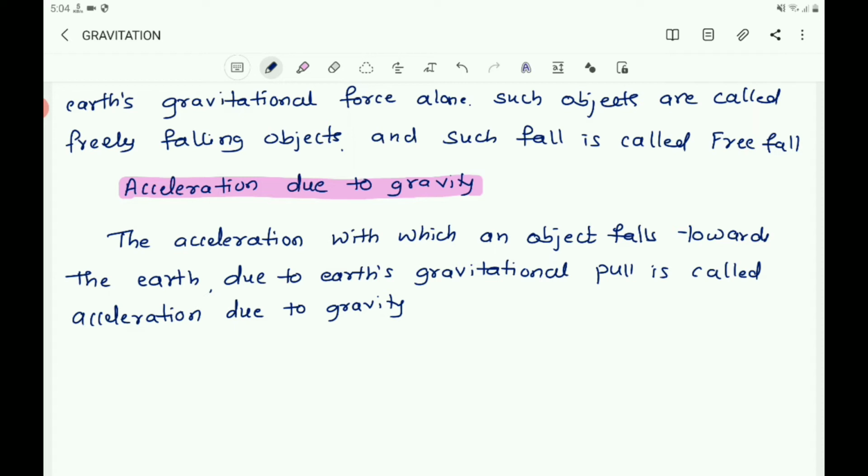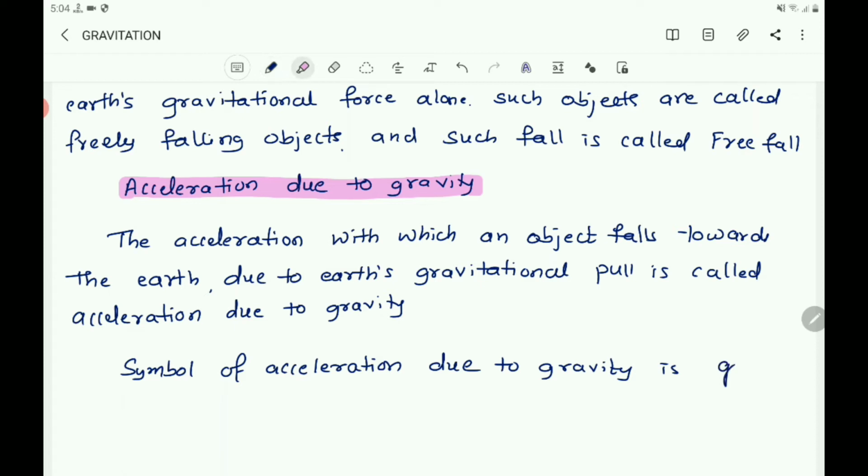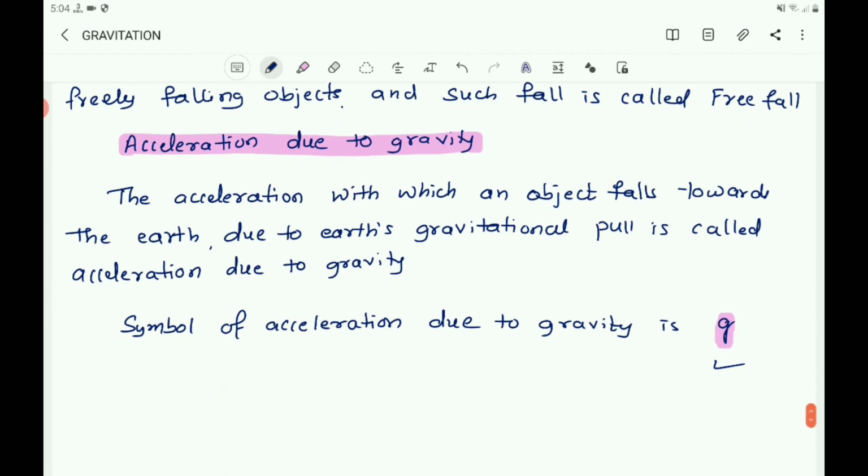Then what is the symbol of the acceleration due to gravity? The symbol of acceleration due to gravity is g. So right, this is the symbol of the acceleration due to gravity. Acceleration due to gravity is denoted by the small letter g.